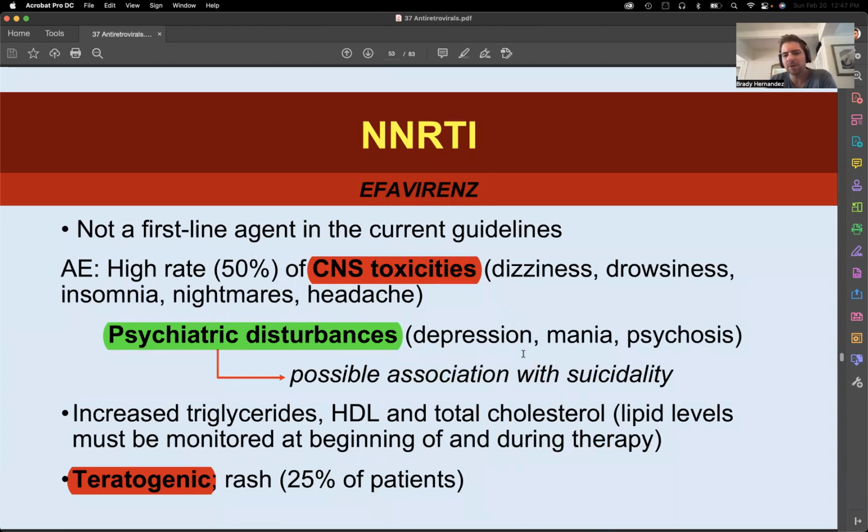If you have someone that has a previous history of psychological disturbances, you want to stay away from that. And it can be teratogenic as well. So I would definitely commit that to memory. I feel like I've seen that before.